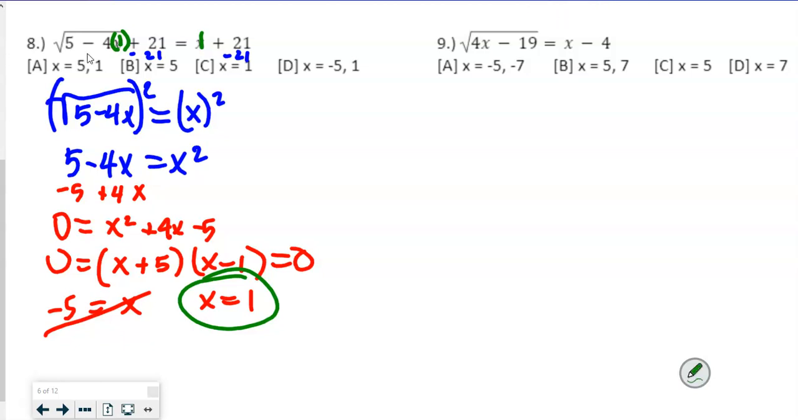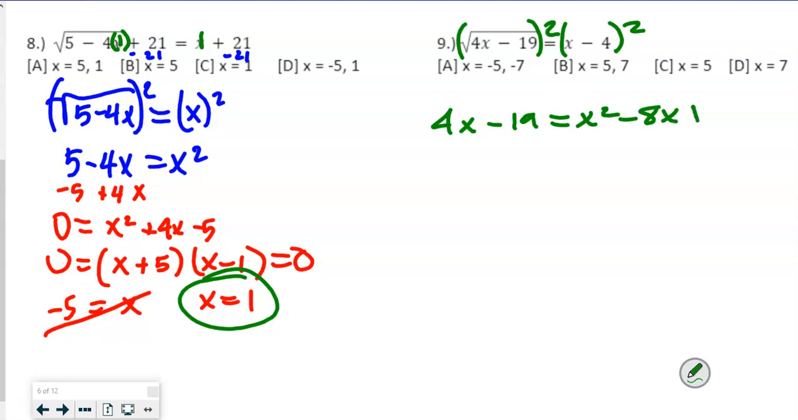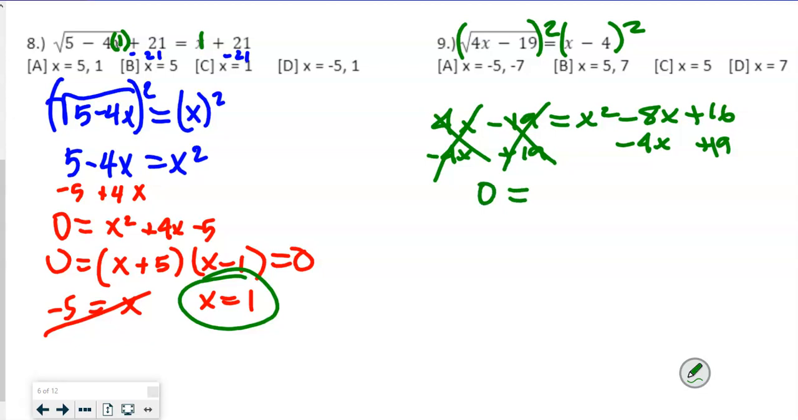So here again, we're going to square both sides. That's our first step, right? Remember, we're going to use the box method to square the x minus 4. So this is going to be 4x minus 19 equals x squared minus 8x plus 16. I'm going to subtract the 4x from both sides. I'm going to add 19 to both sides. So those are gone. So I'm left with 0 over here. This is x squared minus 12x plus 35.